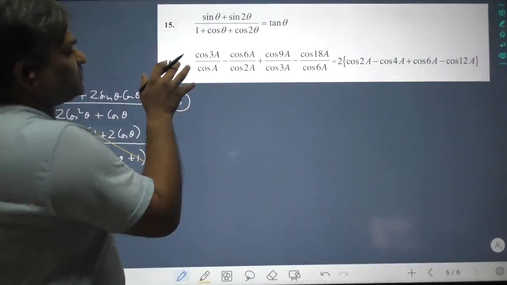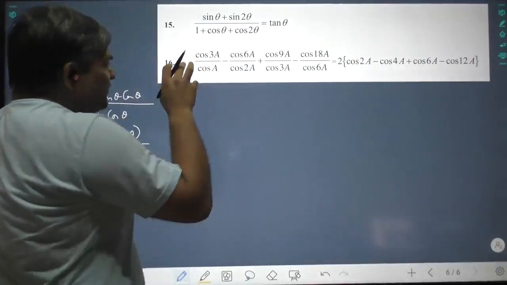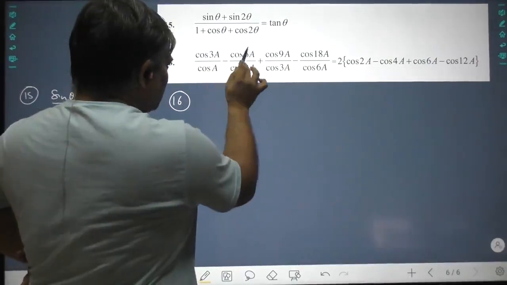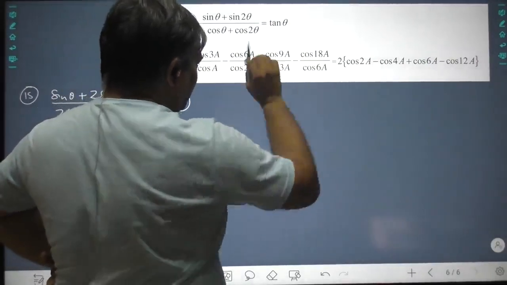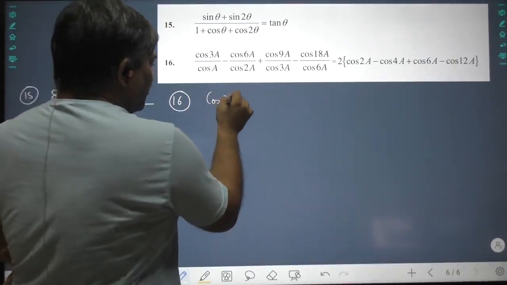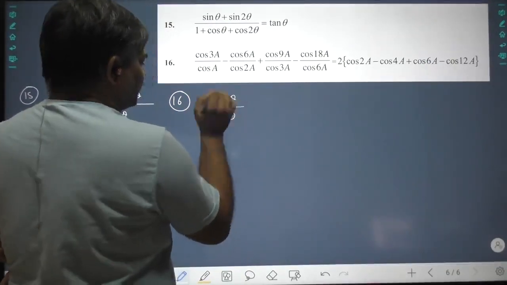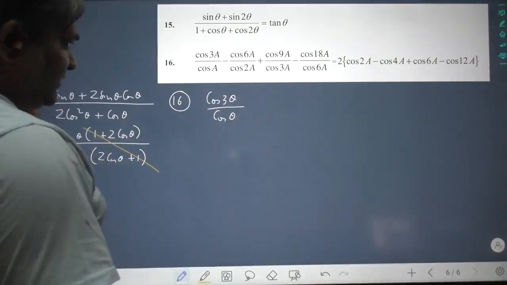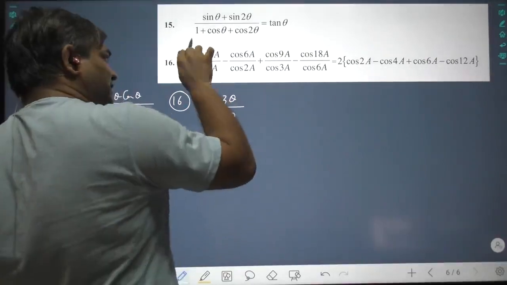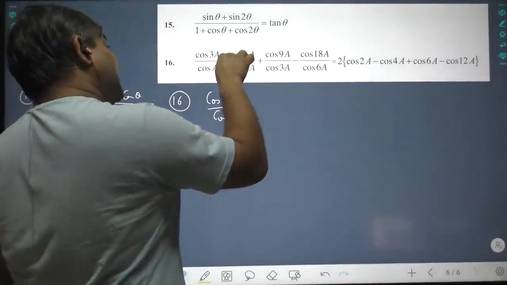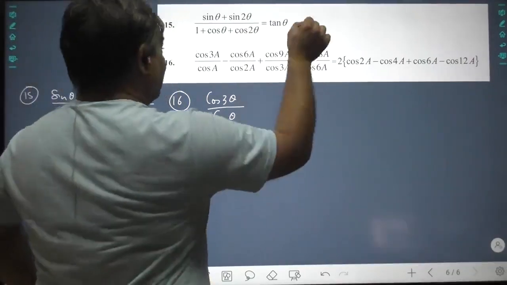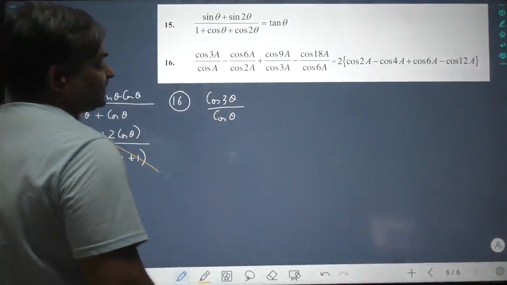Now this 16th question. Can you see by your eyes that there are 4 terms? 1 term, 2 term, 3 term, 4 term. But every term is of the form cos 3 theta upon cos theta. See this. There are 4 terms, but here angle A, here 3 times A. Here 2A, 3 times 2A. 3A, 3 times 3A. 6A, 3 times 6A. Is this okay? Say yes.